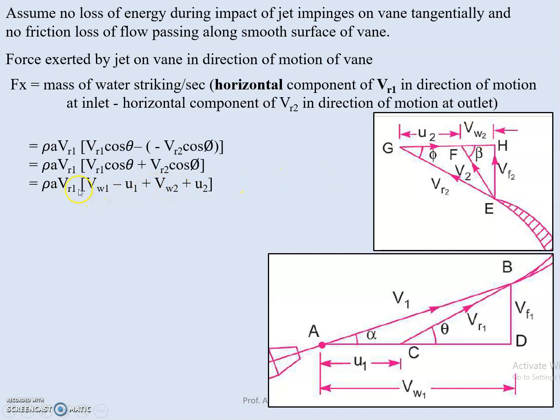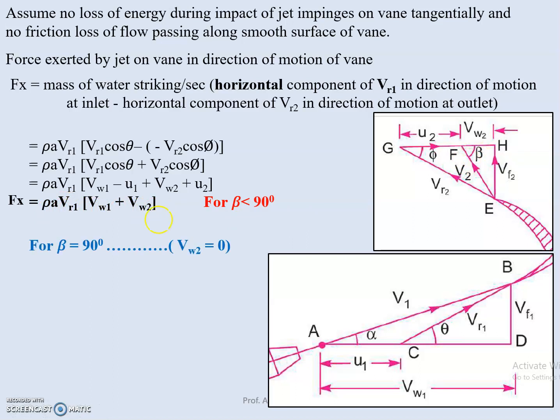Now the final equation becomes rho a VR1 (VW1 plus VW2). So U1 and U2 will get cancelled, as we have mentioned that where flow goes from inlet to outlet, the blade velocity will remain the same. So in this case beta is less than 90 degree. So we are getting rho a VR1 (VW1 plus VW2).